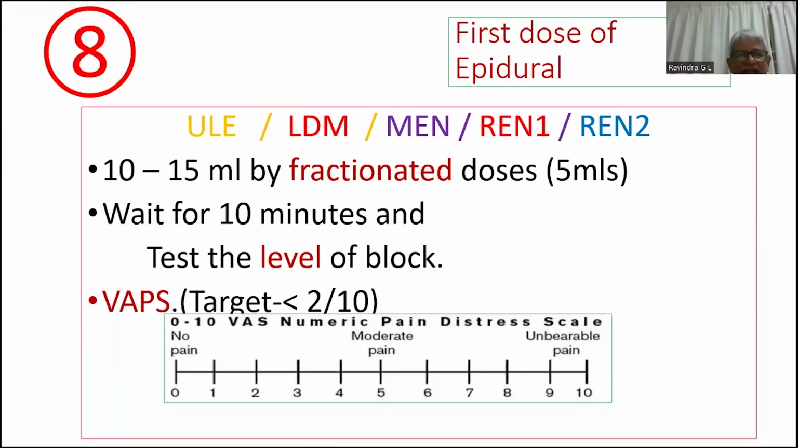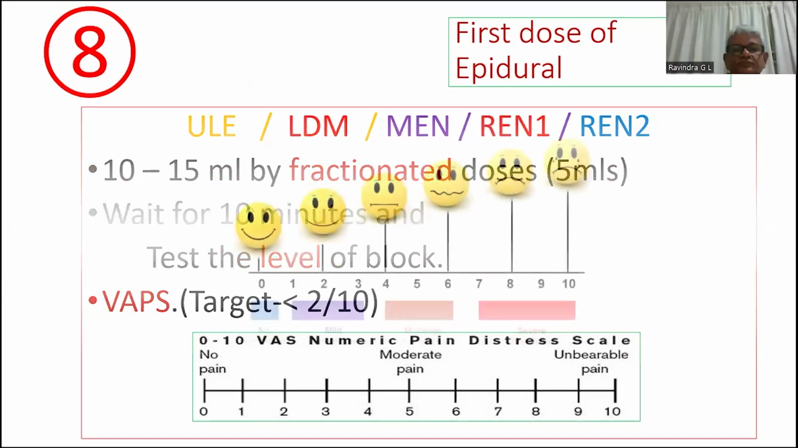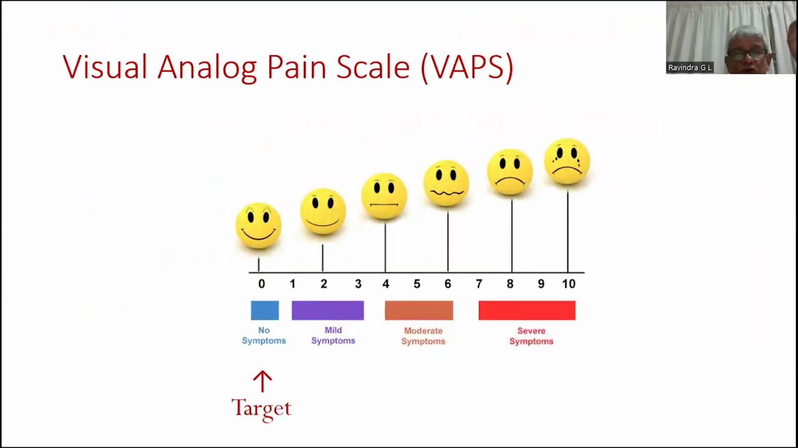And most of the time, the visual analog pain scores will be less than 2 out of 10. If it does not happen, we give another 5 ml. So in about 10 minutes time, we give about 10 or 15 ml and get the visual analog pain score to less than 2. This is the first dose. The VAS score should be near 0, or at least the worst we can accept should be less than 2.